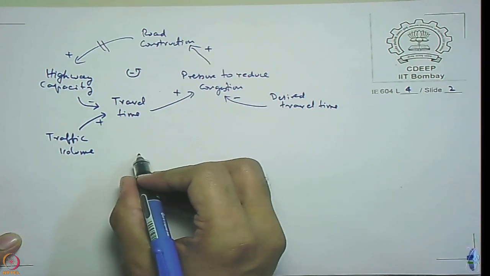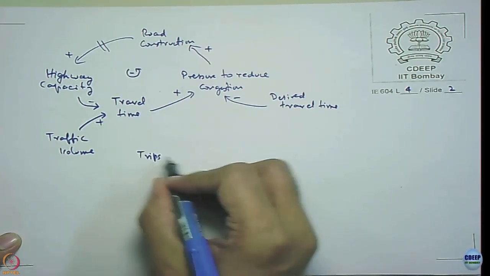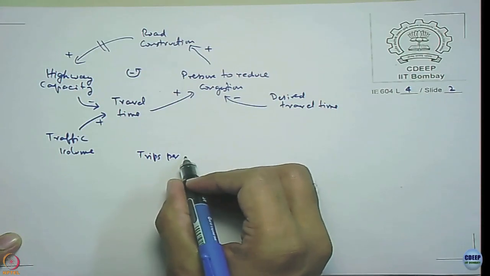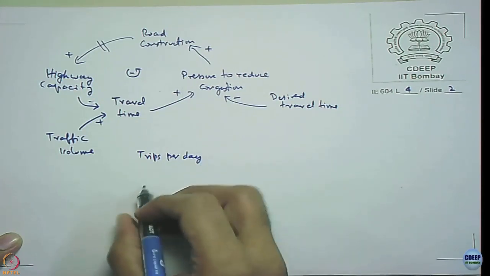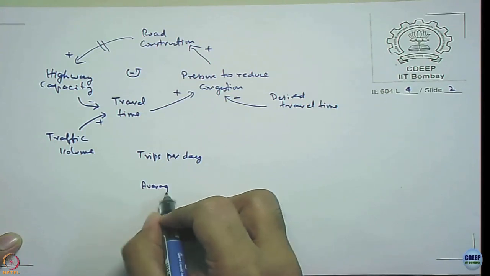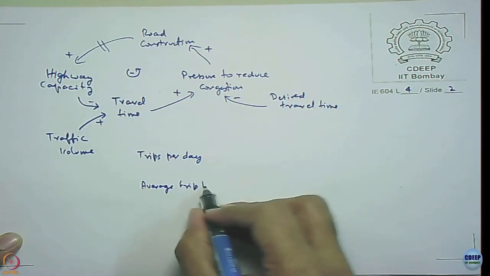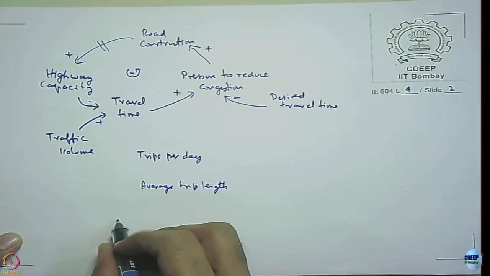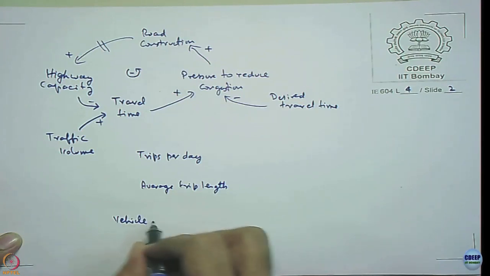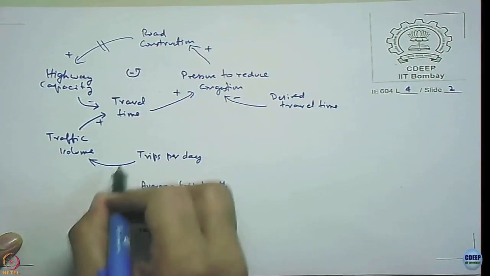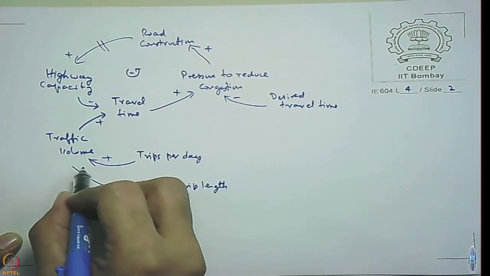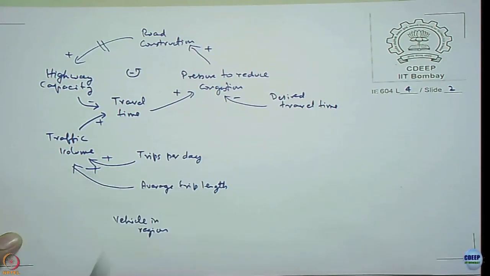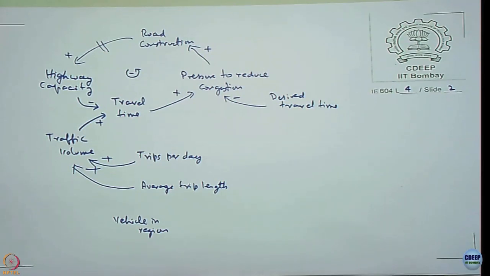Traffic volume can be affected by trips per day, average trip length, and vehicles in region. As people start taking more trips, my traffic volume is going to be more. As average trip length increases, traffic volume is going to be more.